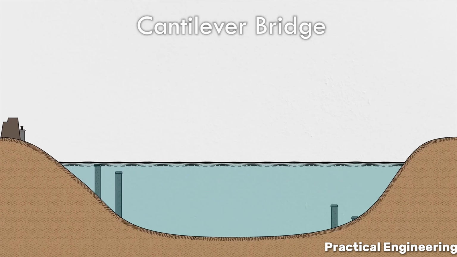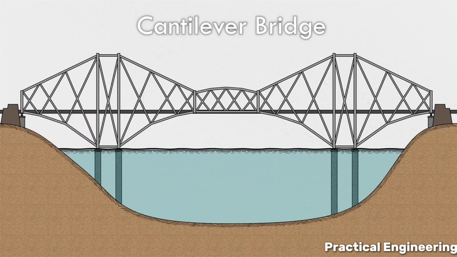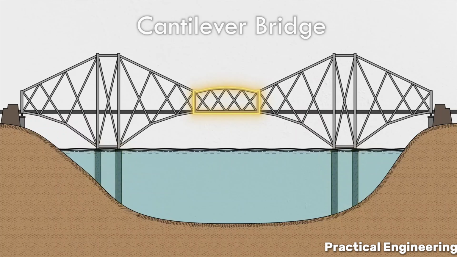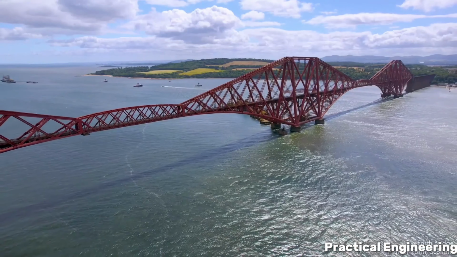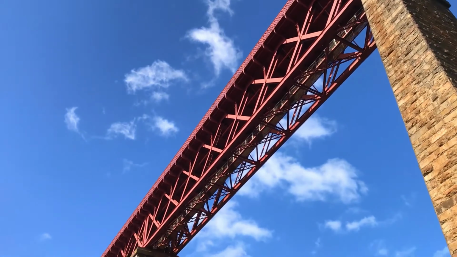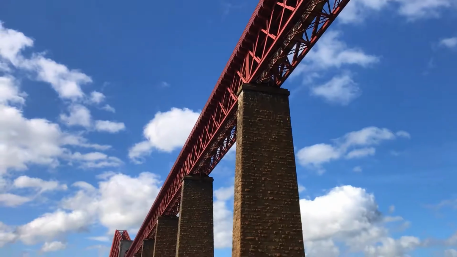A cantilever bridge is built using arms, or cantilevers, that extend out from piers. Each arm supports part of the bridge, and sometimes they meet in the middle. A classic example is the Forth Bridge in Scotland. It is huge, red, and made entirely of steel trusses.